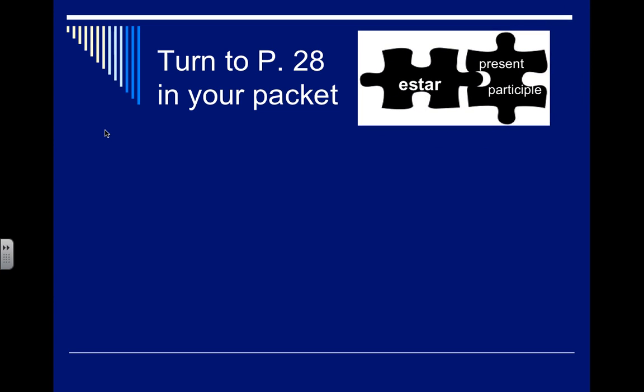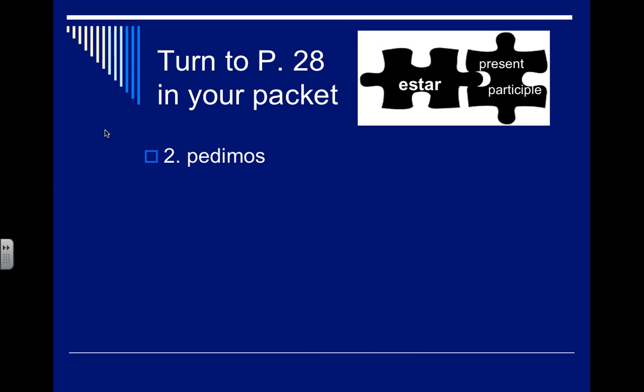Now turn to page 28 in your packet. And there you're going to see a list of 15 verbs that have been conjugated to the present tense. What I need you to do is write the present progressive to each of these verbs. I'm going to complete a few with you. For example, in that line, you have to have a form of estar and the present participle. Remember, 2 pieces of the puzzle.